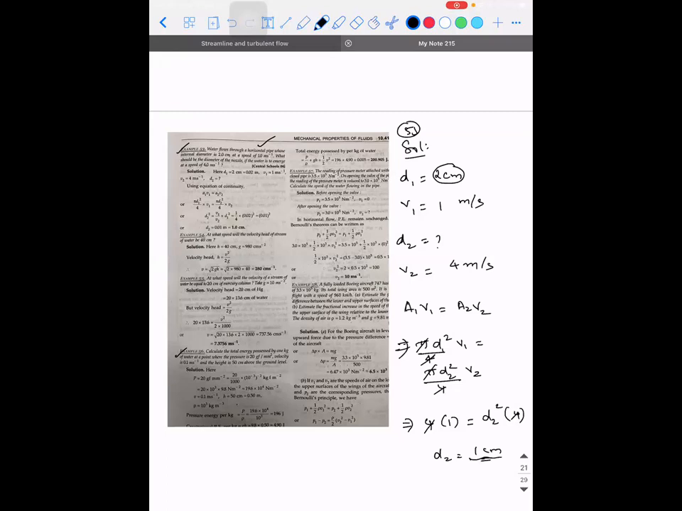Since it's a pipe, you are using it by force, sir. It is diameter. See, pi r square is the area, but r is d by 2. Okay, sir, understood now. That is why I used a 4.